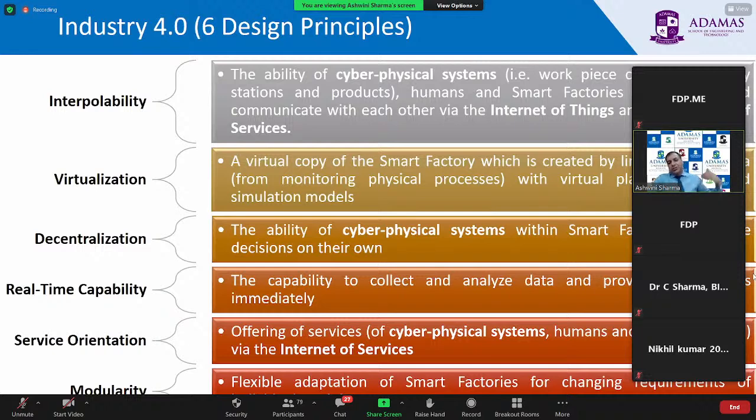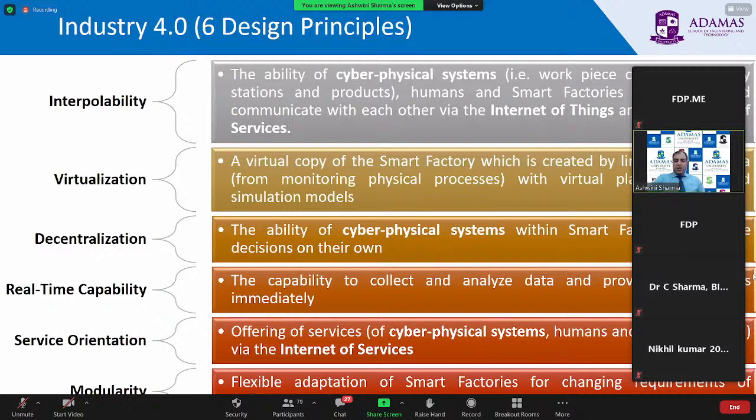Then decentralization: cyber physical systems with the smart factories make decisions on their own. Initially we used to make the decisions when it was a manual system. Now all the decisions which are of less importance or which can be automated can be taken care of by the cyber physical system itself. Real-time capability is to collect and analyze the data and provide insights immediately. That means it should happen now, not after 5 or 10 minutes. In real time, it should go on so that you can take corrective actions if something goes wrong.